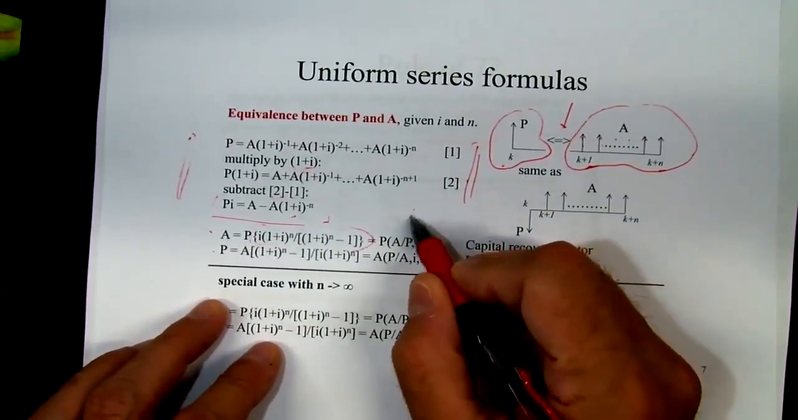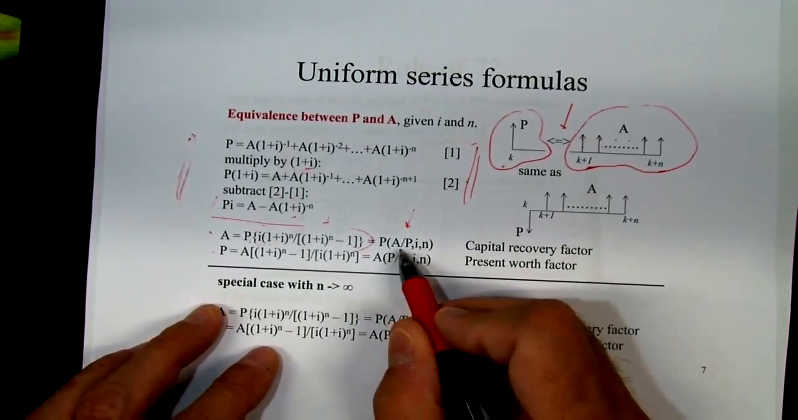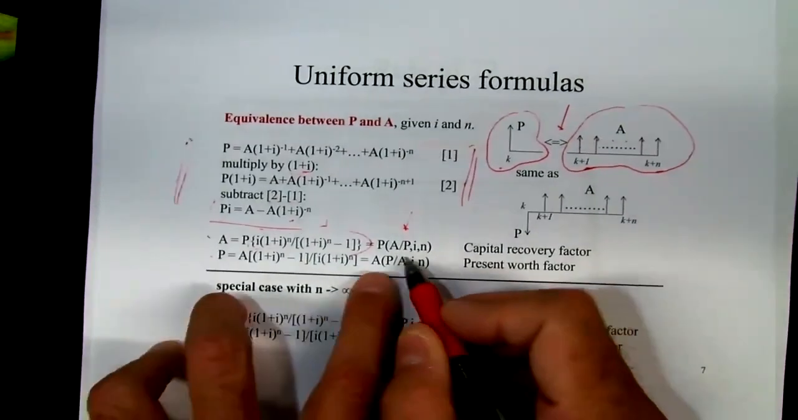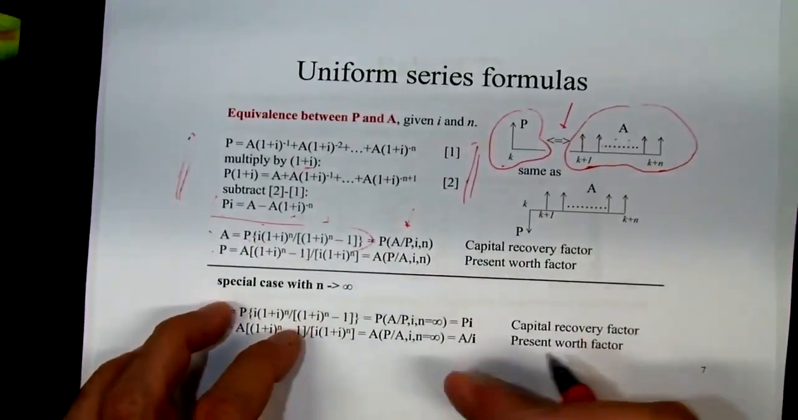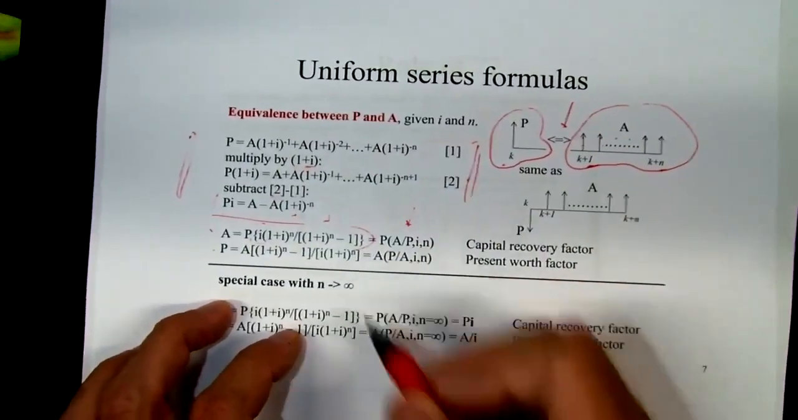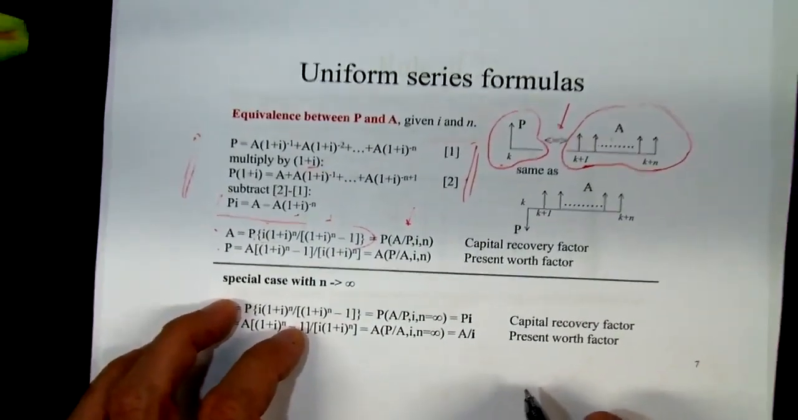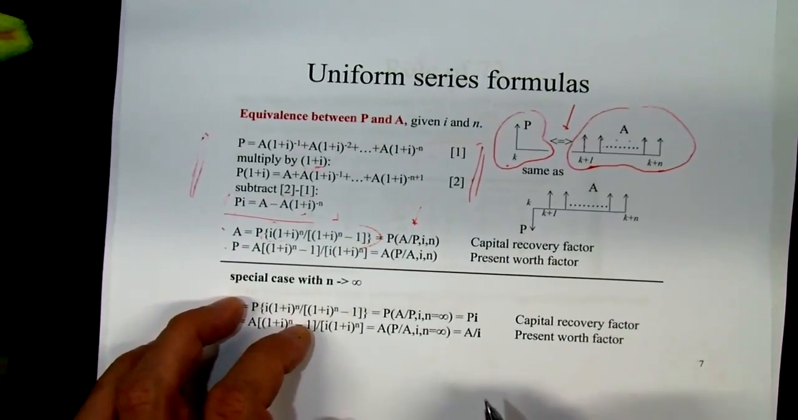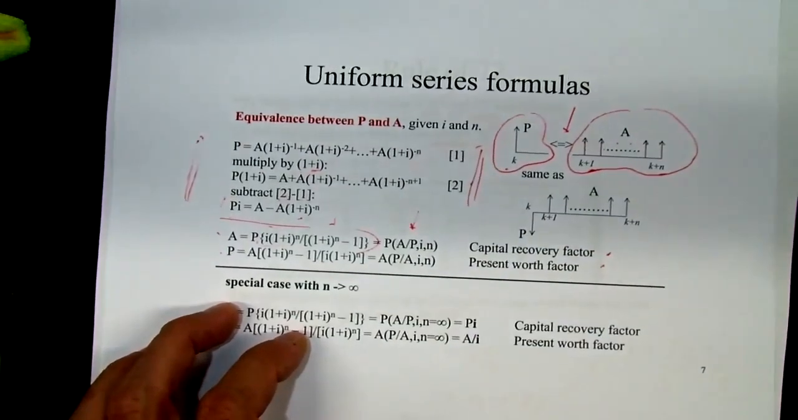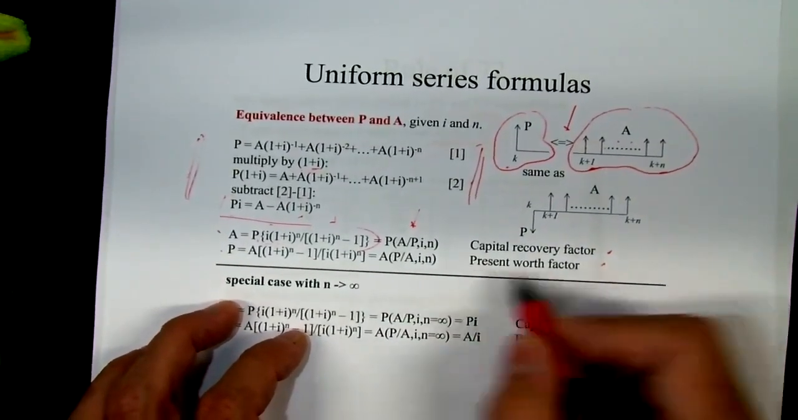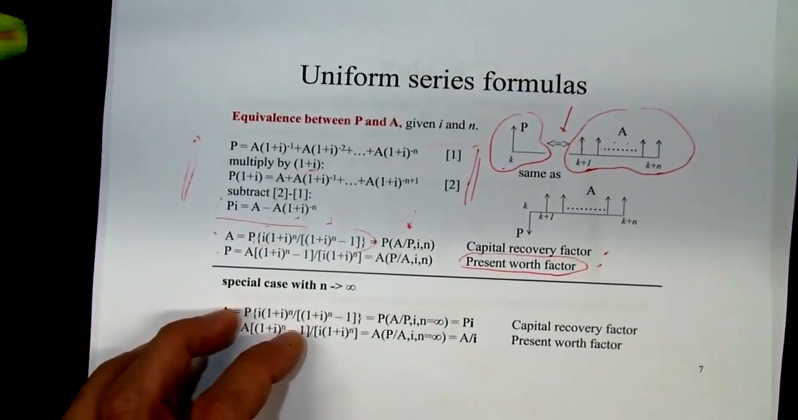So we have a similar notation as we did for the P given F. In this case, I want to calculate A, given a present amount P, interest rate i, and a number of periods n. The second formula instead calculates P, given a uniform series A, interest i, and number of periods n. Again, these factors have names: capital recovery factor, which is similar to the one before, and present worth factor. Present worth factor is something that we are going to encounter a lot from the second week on.